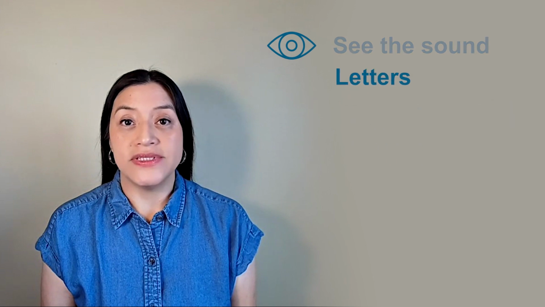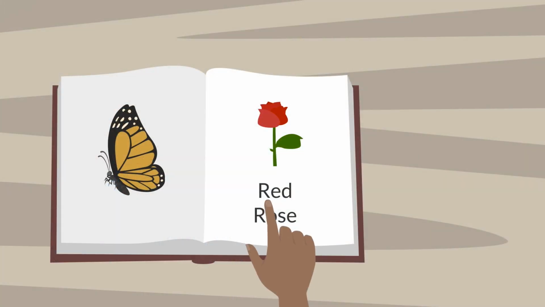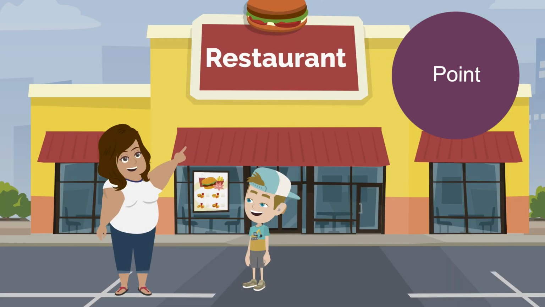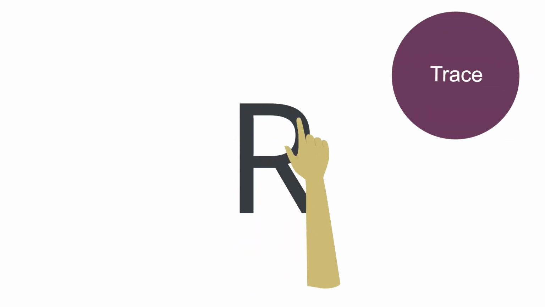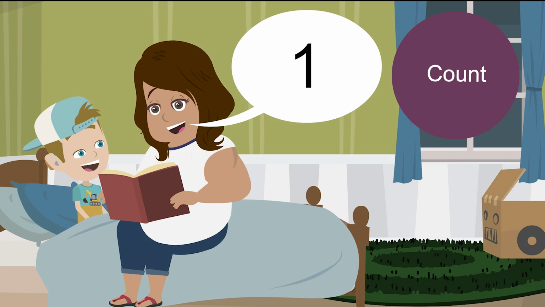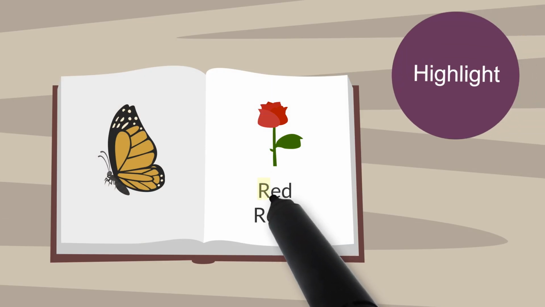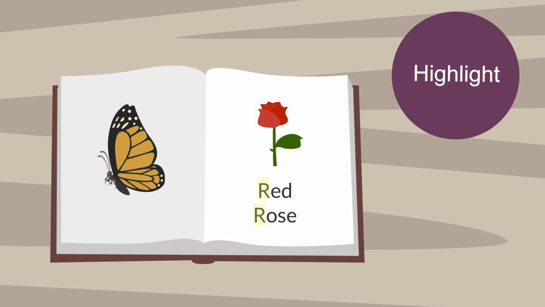You can also encourage your child to see the sound by using letters. Point to the letter R as you read books or see them on signs. Trace the letters with your finger. Count the letters. Draw letters in the air or on paper. You can also highlight the letters in words with a marker.